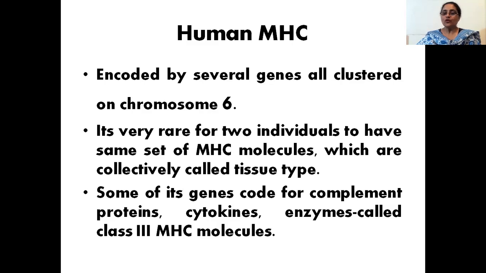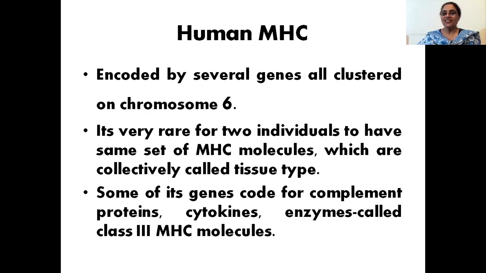This group of genes code for different proteins, and these proteins are usually not common between two human beings. Rarely are they common, and that is why the word histocompatibility is used. That means tissue types. So two humans will have two different kinds of major histocompatibility complexes, and so their tissue types will be different. Some of the genes of major histocompatibility complex also code for complement proteins, cytokines, and certain kinds of enzymes.